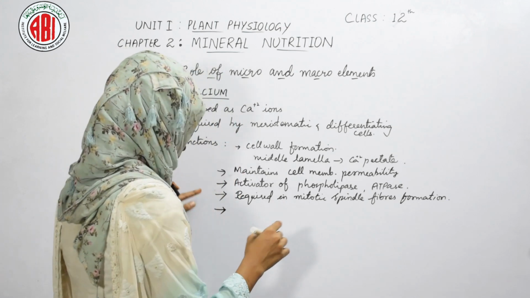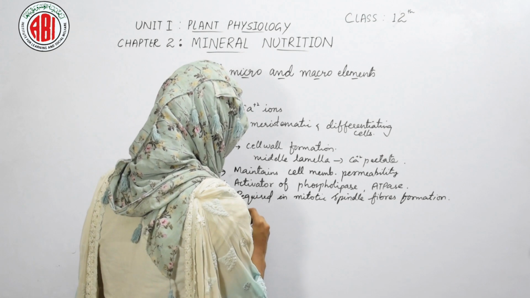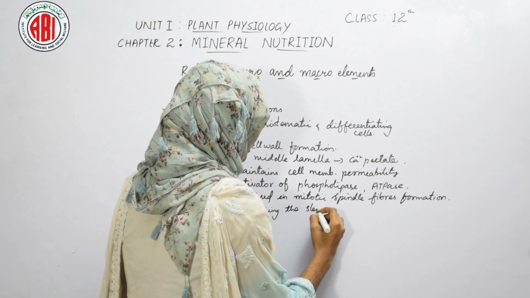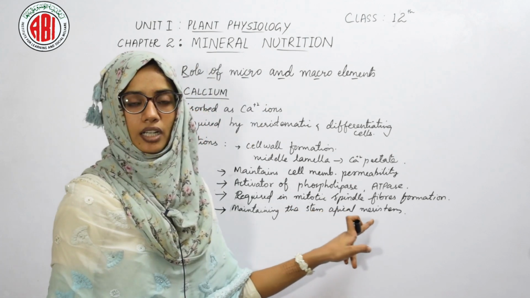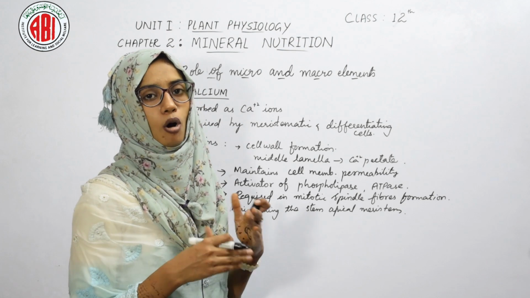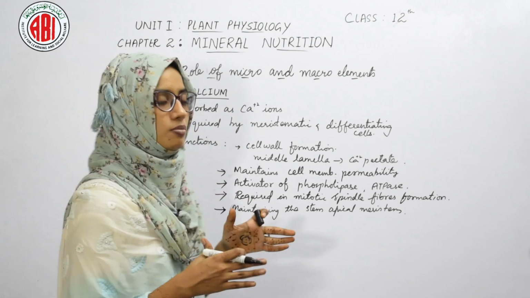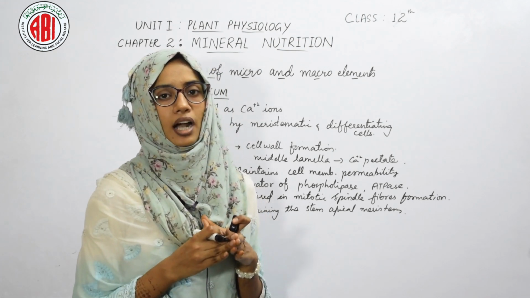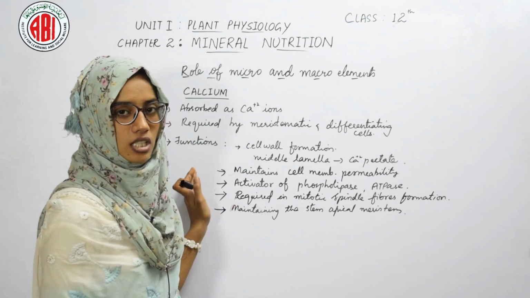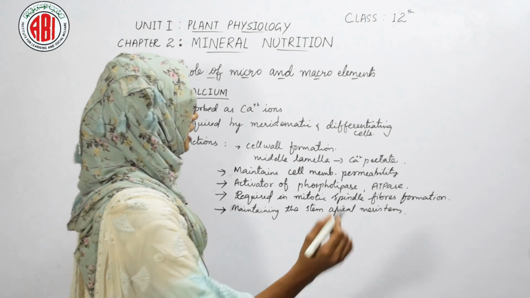And the last function of calcium ions is that it helps in maintaining the stem apical meristem. These apical meristematic tissues are responsible for the elongation of the stem. It helps the plant grow in height. These are certain functions of the element calcium.